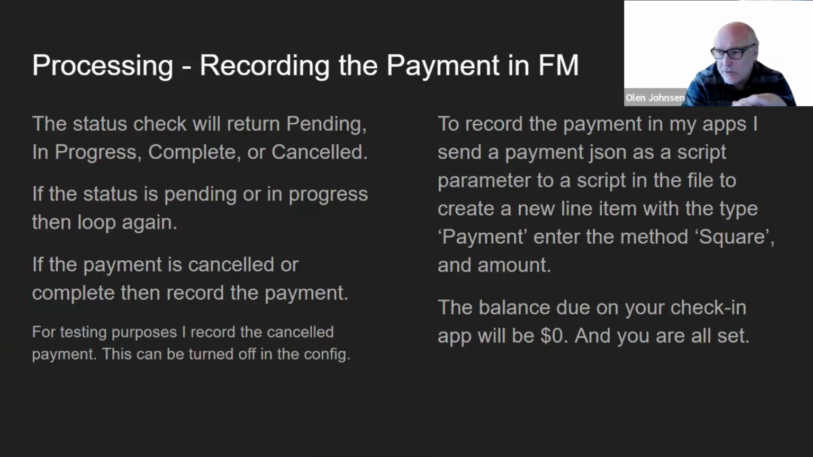And then to record the payment in my apps, I send a payment JSON as a script parameter to a script in the file to create a new line item with the type payment and enter the method Square and the amount and so on. Then the balance due on your check-in app will be 0 and you're all set. So it's pretty straightforward. It works really nice. I mean, once I had it all set up, all our staff were able to use it without any problems.